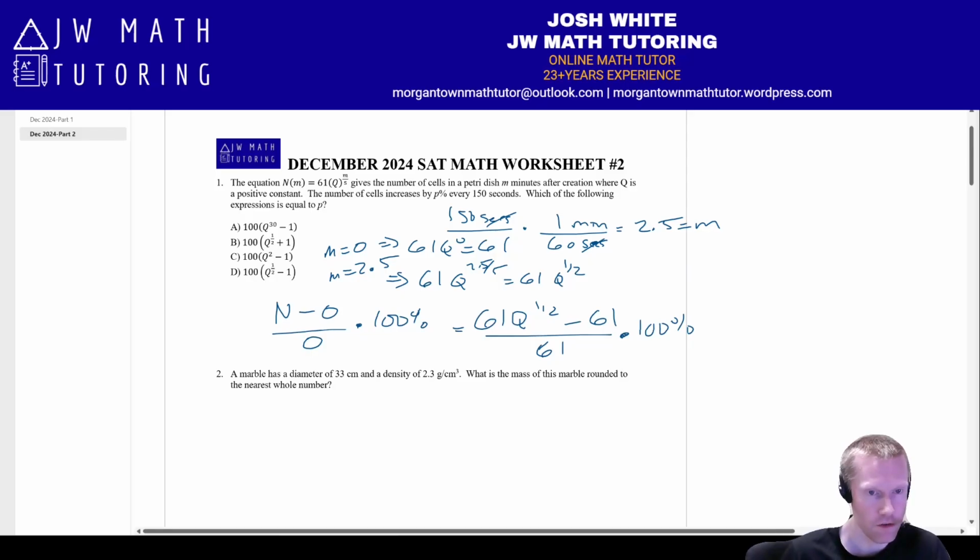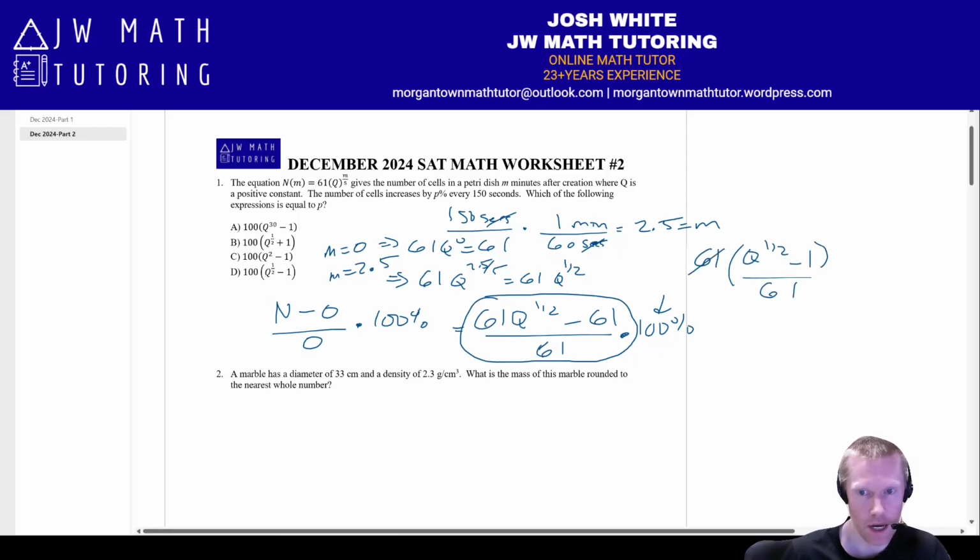So first of all, these all have 100 in front of them, so we can essentially ignore this. Really what we're looking at is this part right here: which of these simplifies to something that we see in the answer choices. Notice each of these has a 61 in common. So it's basically like you factor the 61 out on the top. You get q to the 1/2 minus 1. You have the 61 on the bottom. These cancel out, and then times the 100%. Notice we have answer choice D right here: 100 times q to the 1/2 minus 1. So the correct answer for this problem is answer choice D.